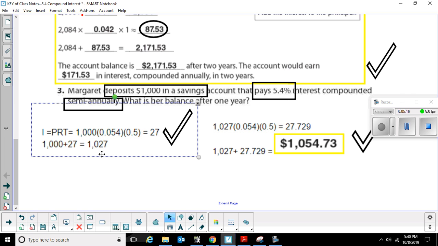So I now have $1,000 and $1,027. Now that $1,027 has to be multiplied again by my rate, 0.5 annually. That's going to give me $27.73. I add that back to my new balance, and my final balance should be $1,054.73. All right, that's my balance after 1 year.